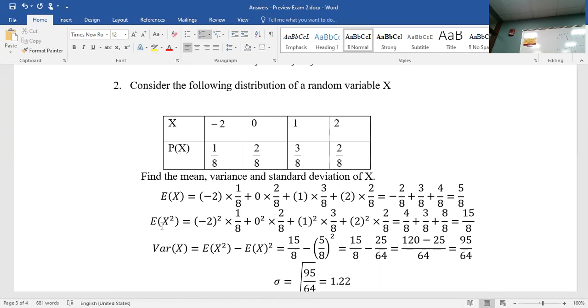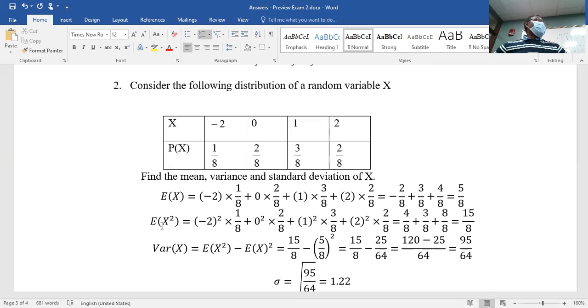Now, E of x squared, you will square each of the values before you multiply by the probability. So you will do -2 squared times 1/8, plus 0 squared times 2/8, plus 1 squared times 3/8, plus 2 squared times 2/8. So that will be 4/8 for -2 squared times 1/8. 0 times 2/8. 1 squared times 3/8 is 3/8. And then 2 squared is 4 times 2, 8. That will give 8/8. So here we are going to get 15/8. That is E of x squared.